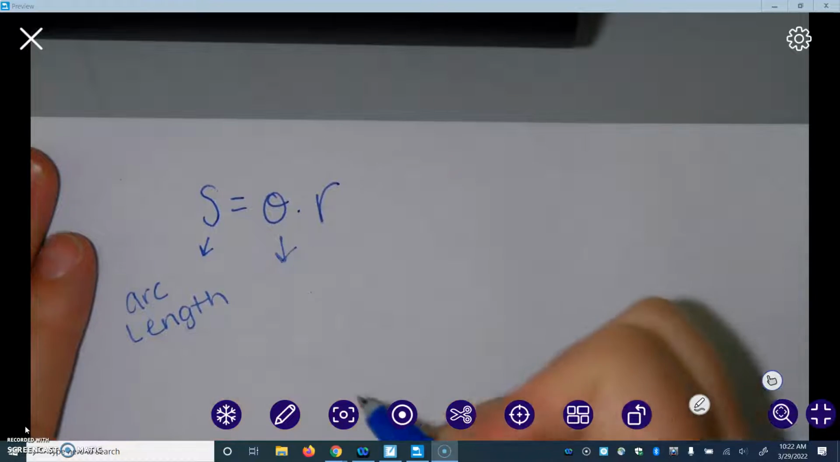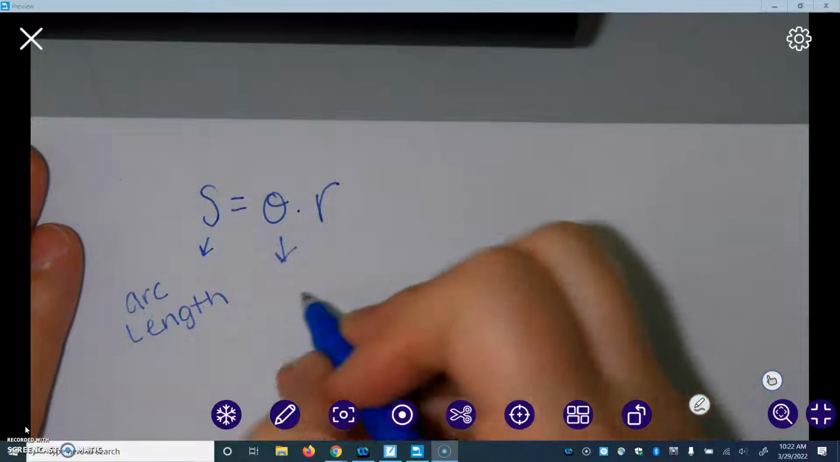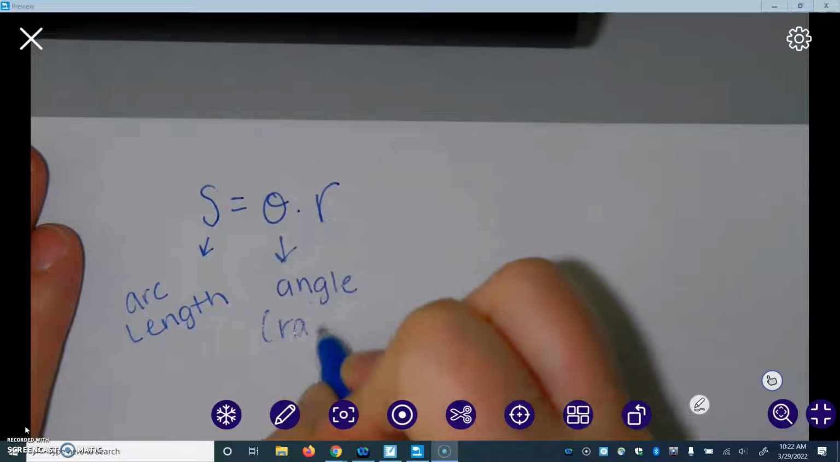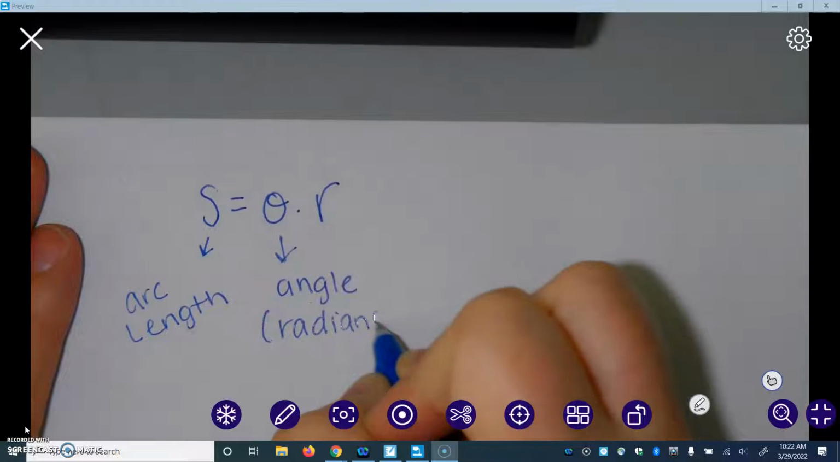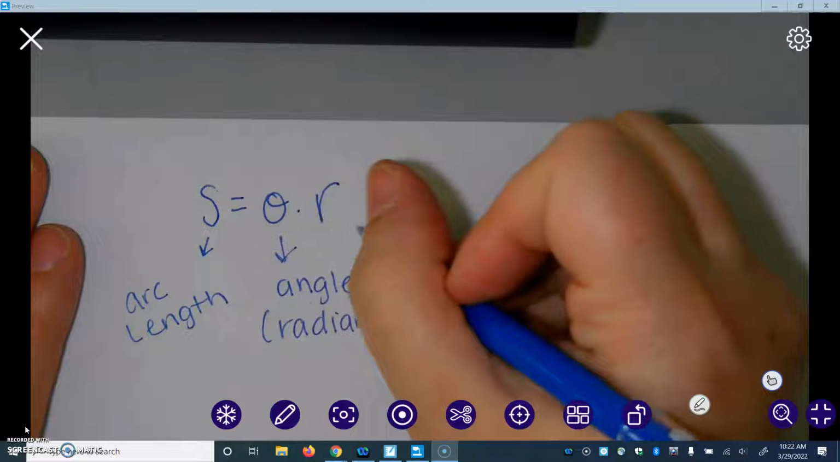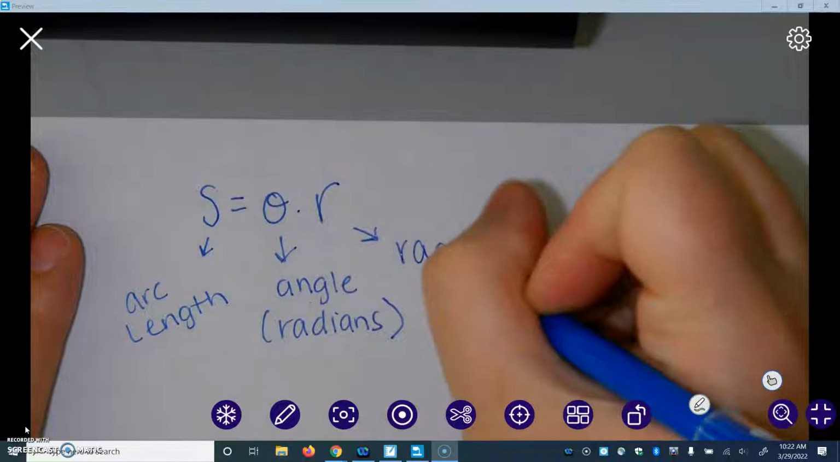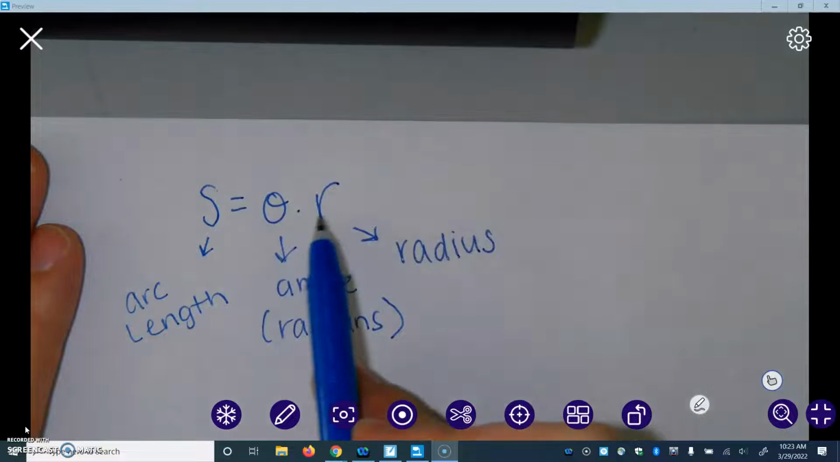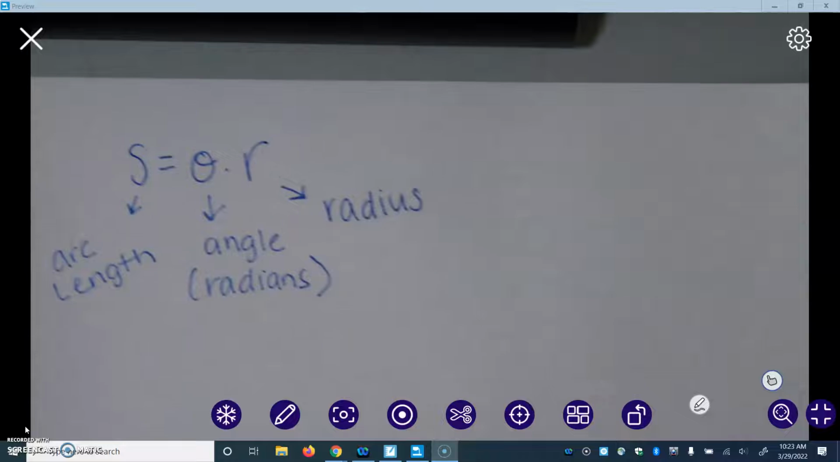That is called theta, that weird looking O. That's the symbol for the angle, but it has to be in radians. So if our angle is in degrees, we're going to have to do a conversion. And the R stands for the radius. So we're just going to multiply the angle times the radius, and that's going to give us the arc length.